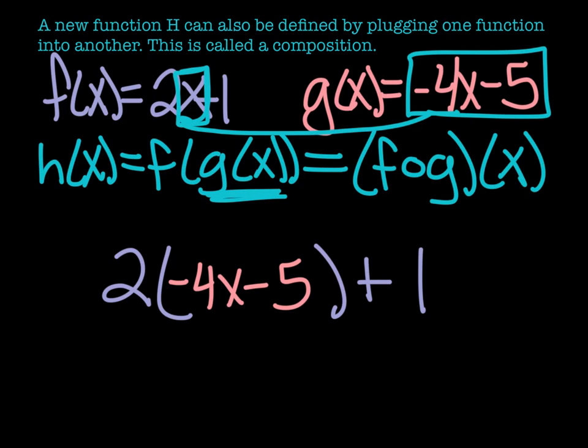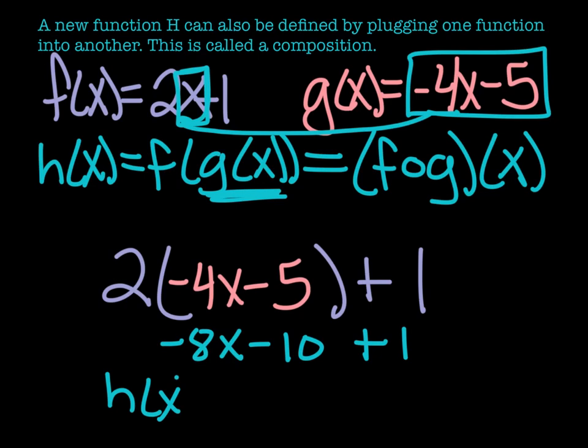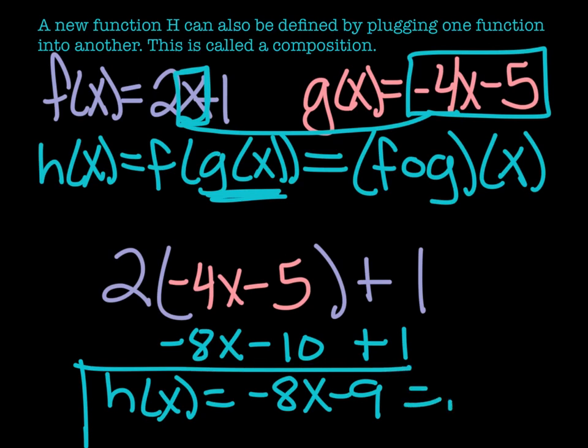2 times negative 4x would be negative 8x. 2 times negative 5 would be negative 10, and then the plus 1 is separate. So our h of x is negative 8x minus 9. And that's f of g of x.